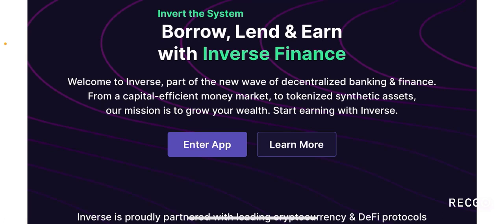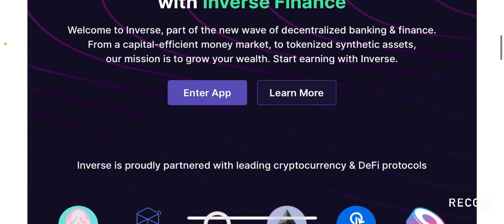So they're saying that their platform is a part of the new wave of decentralized banking and finance, and they're trying to be capital efficient by allowing you to use their money market systems, their tokenized synthetic assets and much more. And they're also trying to state that their overall mission is to grow your wealth, right? And you can do that by using their application. So if you click on enter app, you can access their DApp, and if you want to learn more about this project, you can click learn more, right?